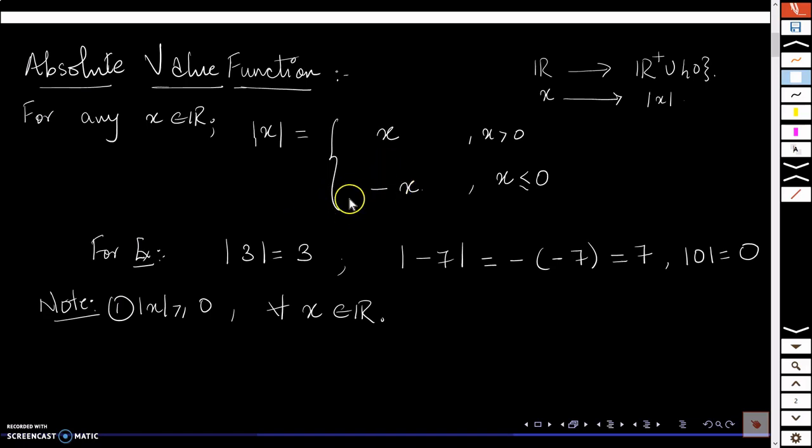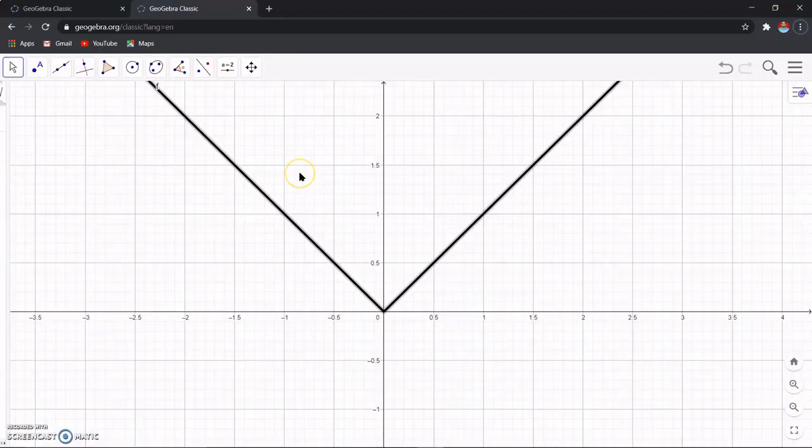Correct? So let me show you the graph of this modulus function. This is the graph of the modulus function. So we have the y-axis and the x-axis, that is the xy plane, and for each real number x on the real line, I have plotted the graph y equal to mod x. This is the y-axis, the vertical one. The horizontal one is the x-axis.